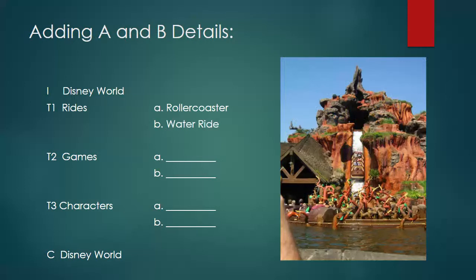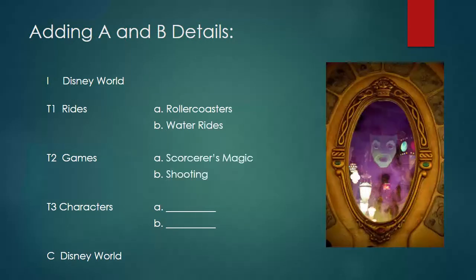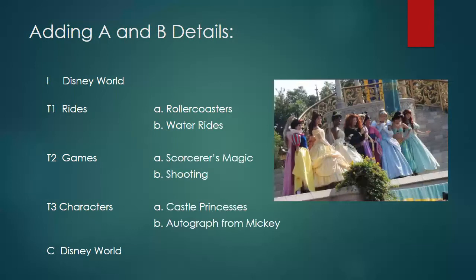Now let's do the same thing for games. I really like to watch my sons walk around and scan the different locations they find to follow the sorcerer's magic. It's a game that you can play around Disney. So I'm going to list that as my A detail. My whole family also likes to play the Toy Story shooting game where you shoot the aliens as you ride through different scenes. So I'll talk about shooting games as my B detail.